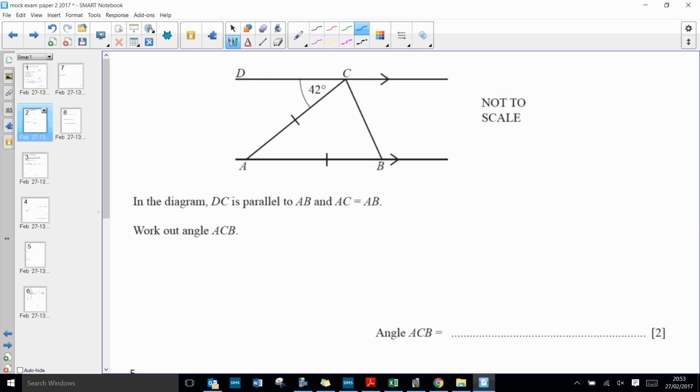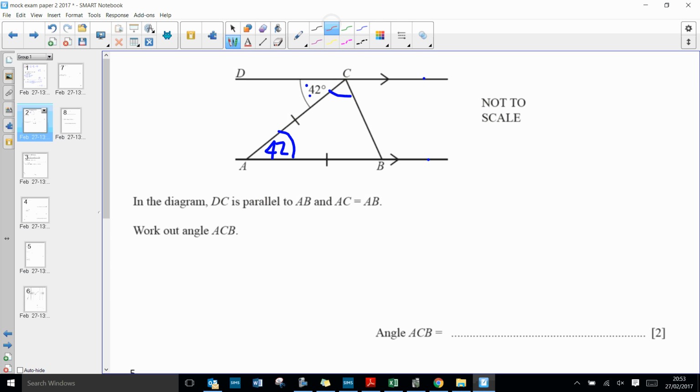Work out angle ACB. So we're trying to find this angle here. Well, because we know these are parallel lines, and we know this angle here is 42, that means that these are alternate angles, which means that is also 42.